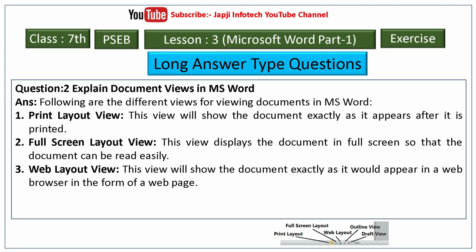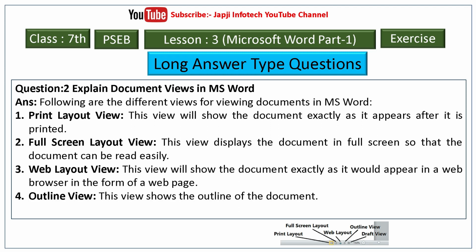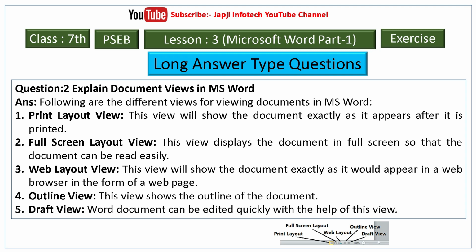Third one is web layout view. This view will show the document exactly as it would appear in a web browser in the form of a web page. Fourth one is outline view. This view shows the outline of the document. Fifth one is draft view. A Word document can be edited quickly with the help of this view.